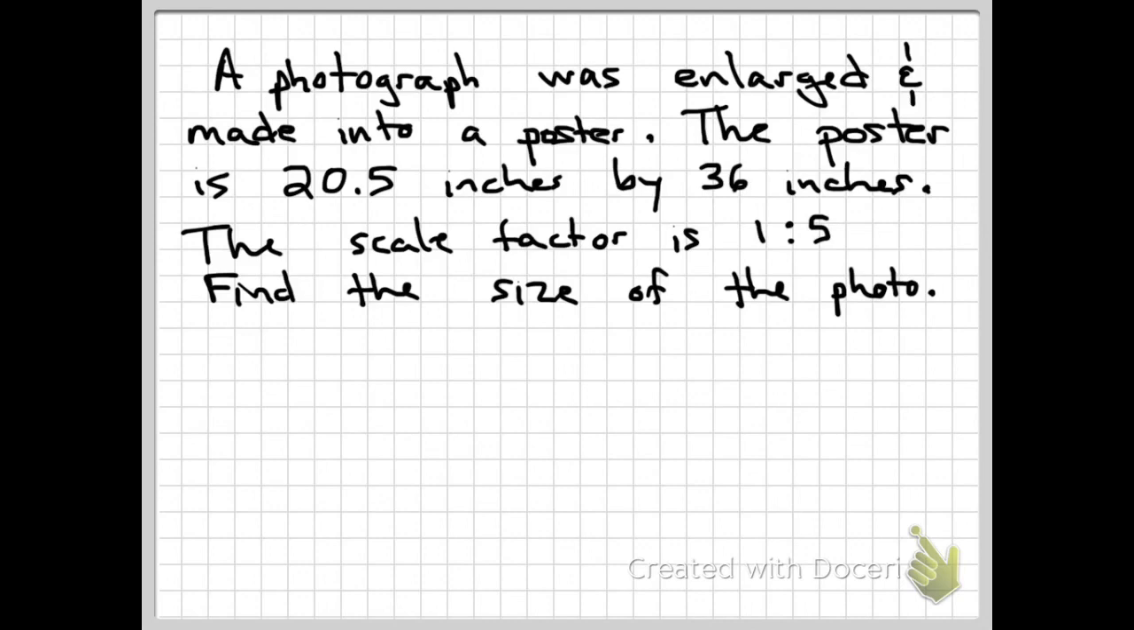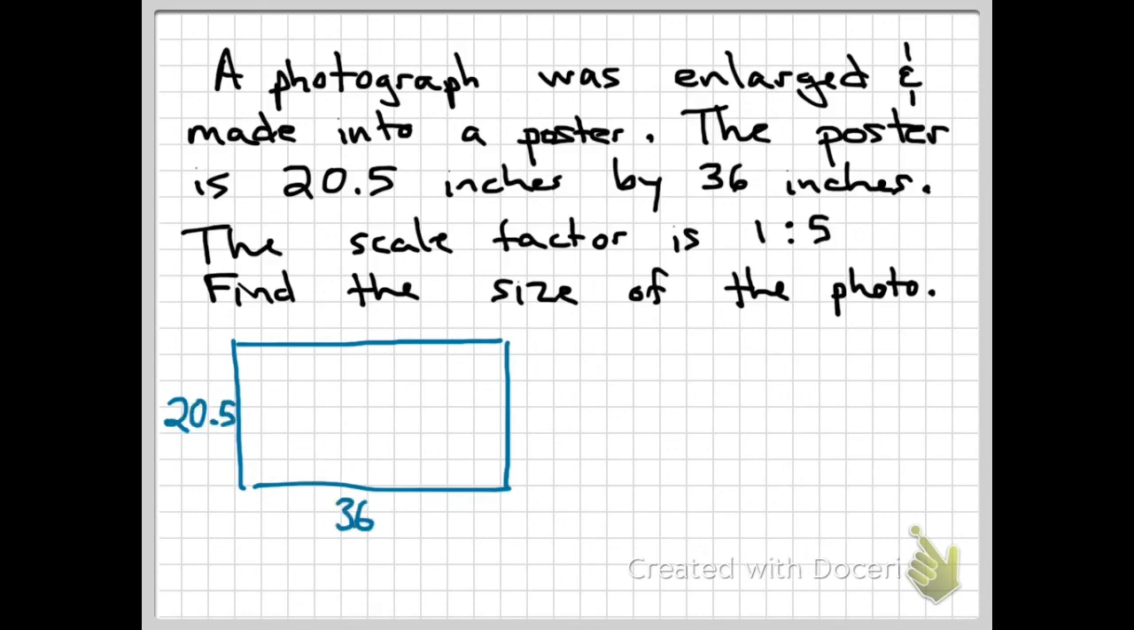So it says a photograph was enlarged and made into a poster. All right, so we're dealing with the poster right now. The poster is 20.5 inches by 36 inches. So this will be our smaller side, and this is our larger side, and that's in inches. The scale factor is 1 to 5. Find the size of the photo.